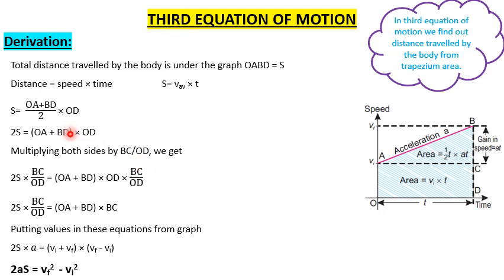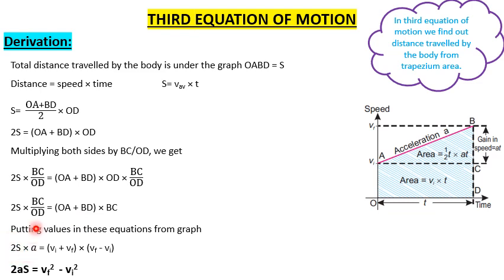Now to simplify this equation, we will multiply both sides by BC divided by OD. By multiplying it on both sides and simplifying it, OD cancels this OD. Here we have (OA plus BD) multiplied by BC, and here we have 2S multiplied by BC divided by OD. Now we will put the values of these from the graph.